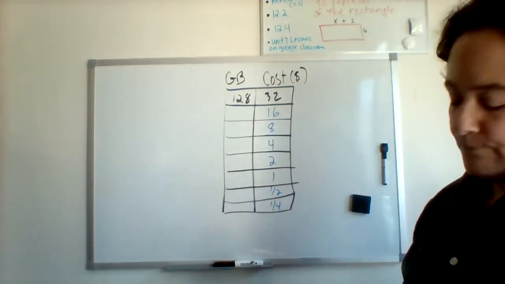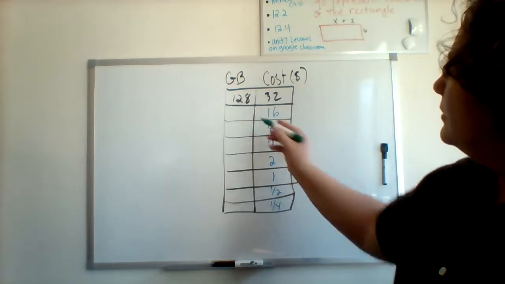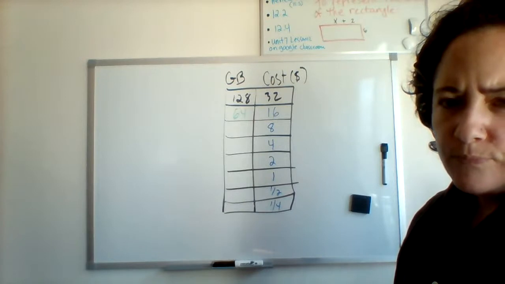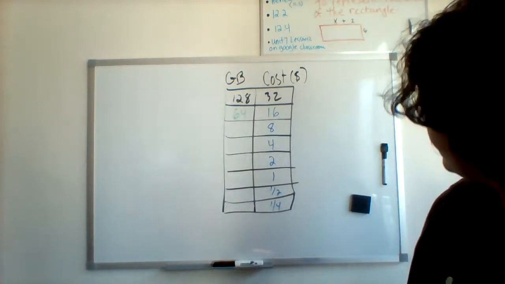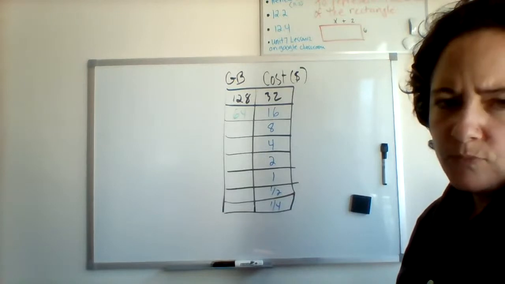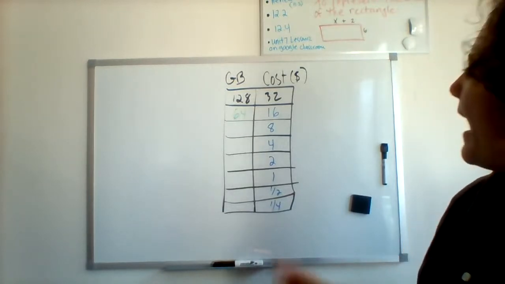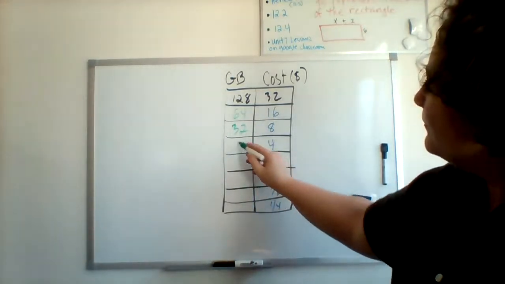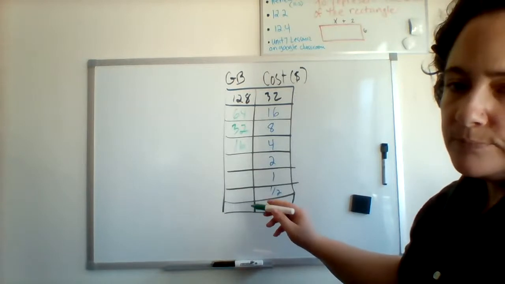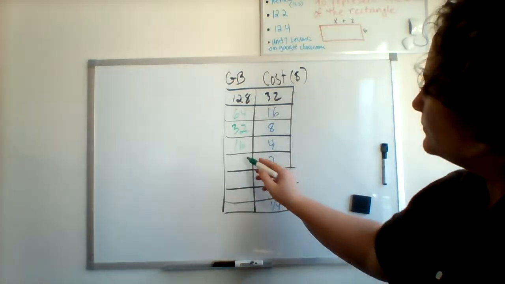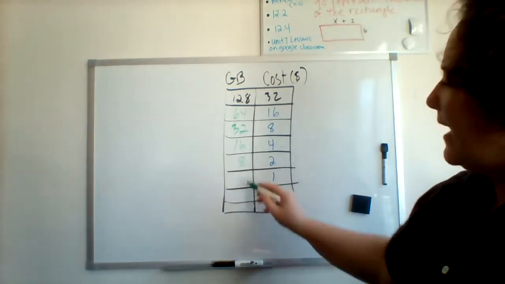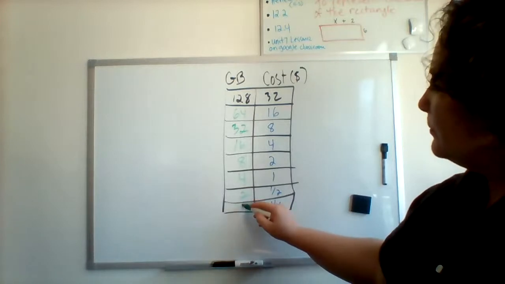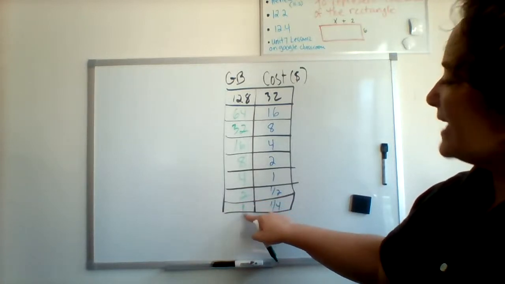Half of 128. You already had that. Can you see that okay? Okay, good. Half of 64. Half of 32. Half of 16. Half of 8. Half of 4. Half of 2. Boom. That's exactly what we needed.